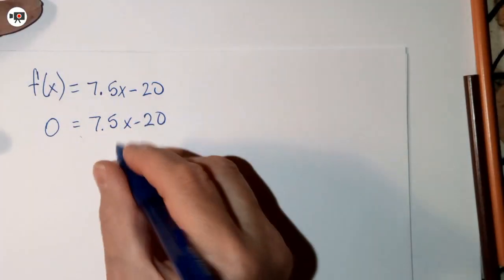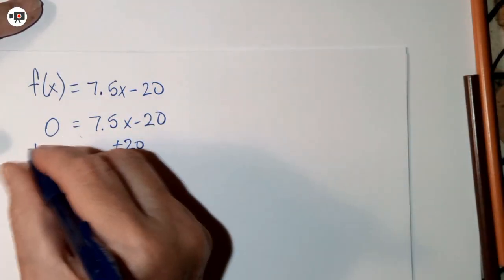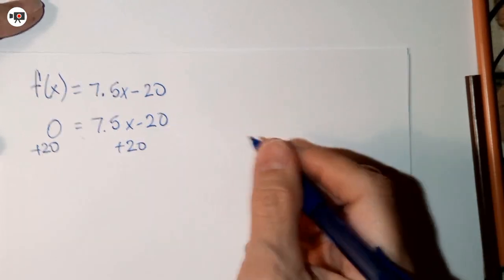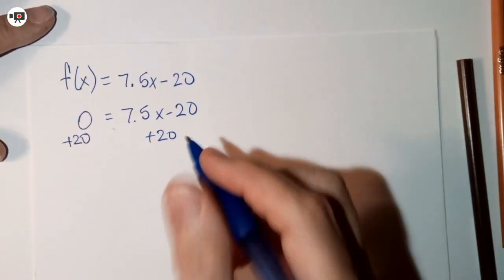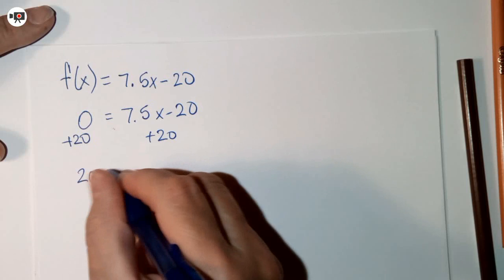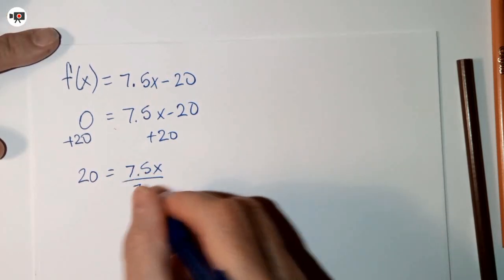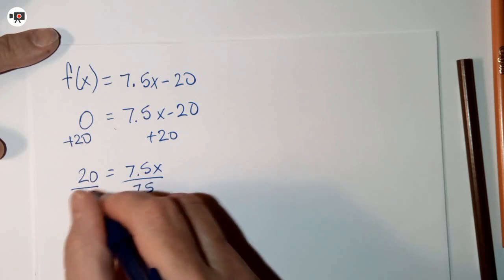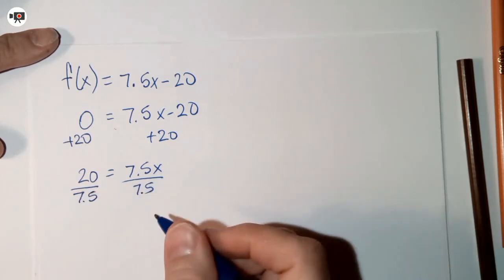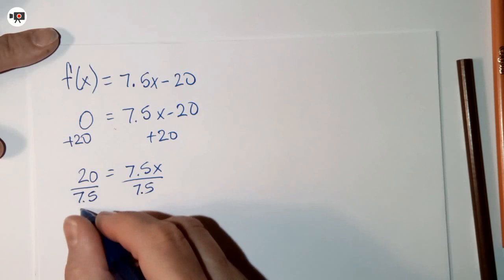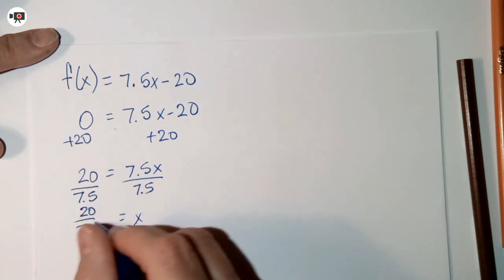And from here, it's just rearranging. Make sure you rearrange it carefully. Don't always just do it in your head because it's so easy. The reason I say that is because it really is so easy, and you'll make calculation errors. Okay, so x equals 20 over 7.5.